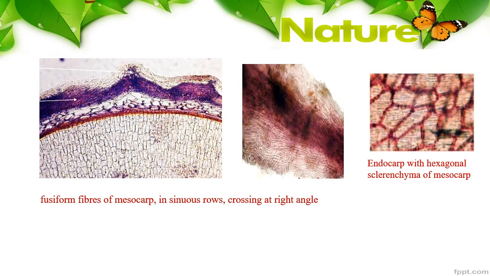Photograph from microscope showing the fiber layer or sclerenchyma layer of the fusiform fibers, the innermost layer of the endocarp, the epicarp, and the vascular bundle, and the degenerated or small-sized or collapsed vittae. Shape of the fusiform fibers, endocarp with hexagonal sclerenchyma of the mesocarp.